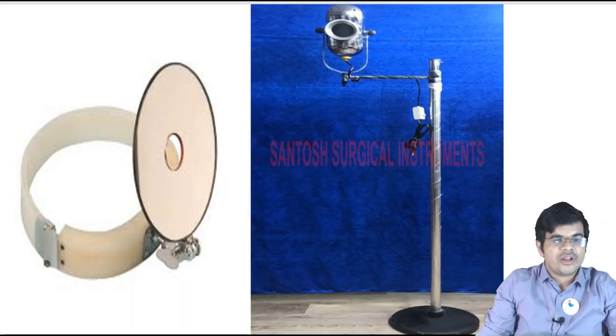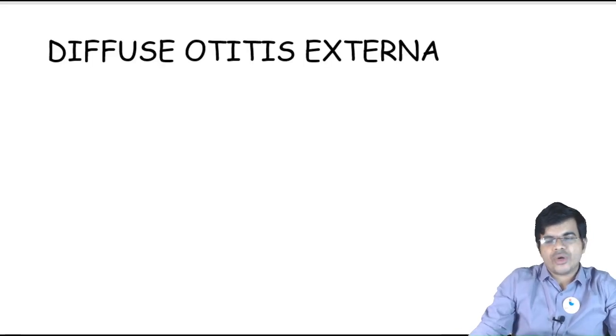And whenever you use an otoscope for examining such a patient with an ear speculum, you have to use the smallest ear speculum. Okay, the smallest ear speculum has to be used for that. Why? Because in such a patient there will be severe pain when you are trying to insert the ear speculum. Okay, so that's about the diffuse otitis externa.